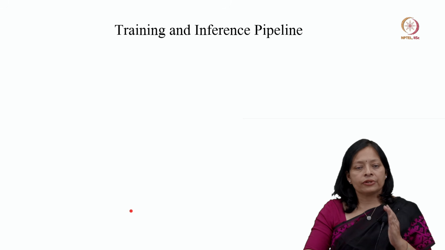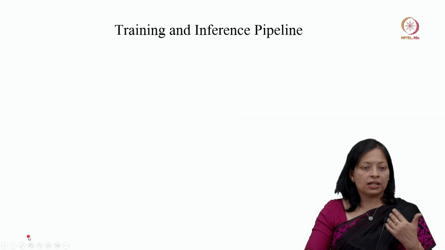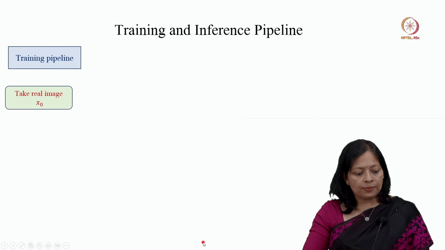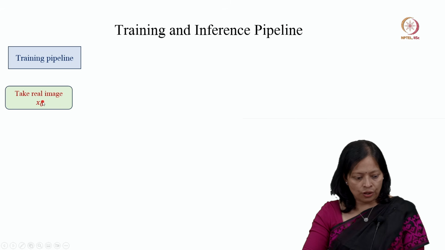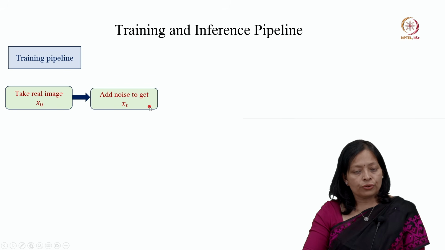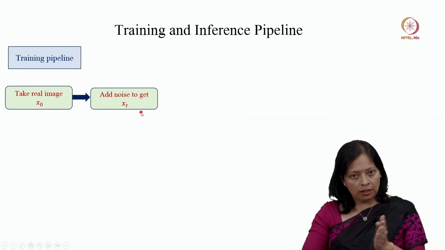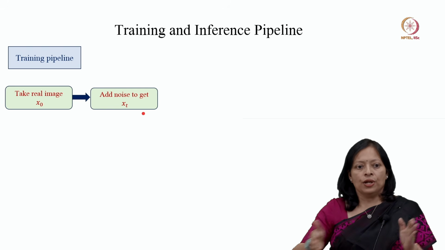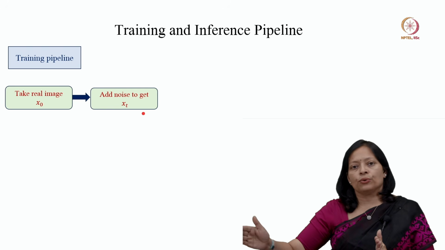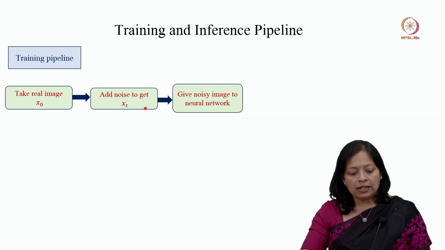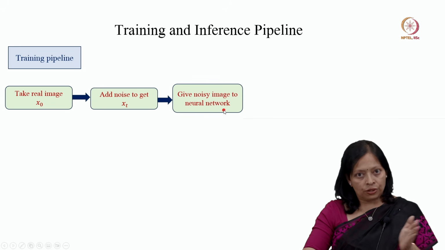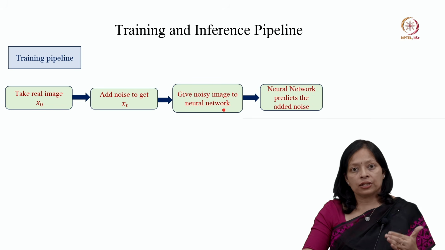Now, if we look at the training and the inference pipeline, it will become much clearer, I presume. In the training pipeline, we take a real image x0, and add noise to it to get x_t. We break it down into multiple steps, so x0, then x1, x2, it can go to x100, and finally we get a noisy image, and this noisy image goes to the neural network.